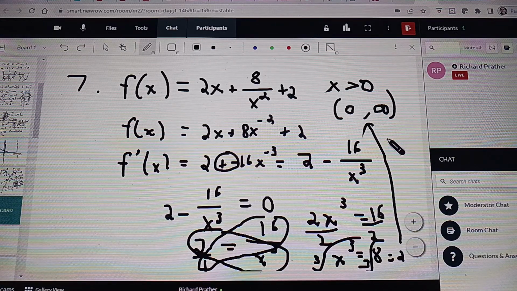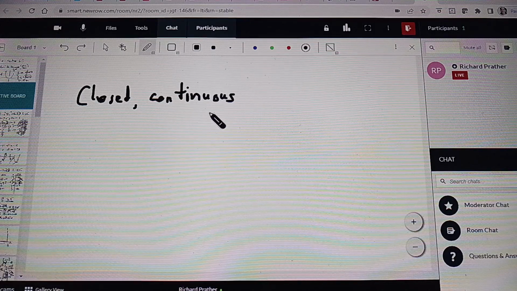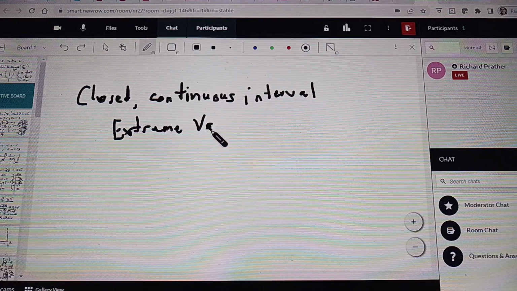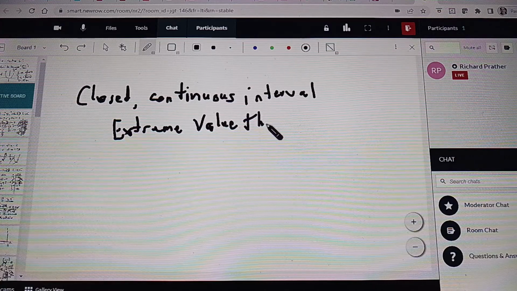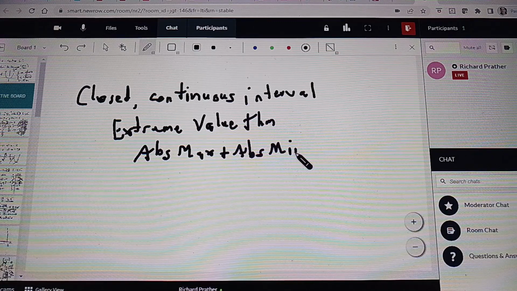So here's the other rule. The first rule is, maybe I'll make a list here. Closed continuous interval. This is called the extreme value theorem. Then you're guaranteed to get an absolute max and an absolute min. There'll definitely be one of each and only one of each, although the x's can tie for the times that is occurring, but the values only happen once each.